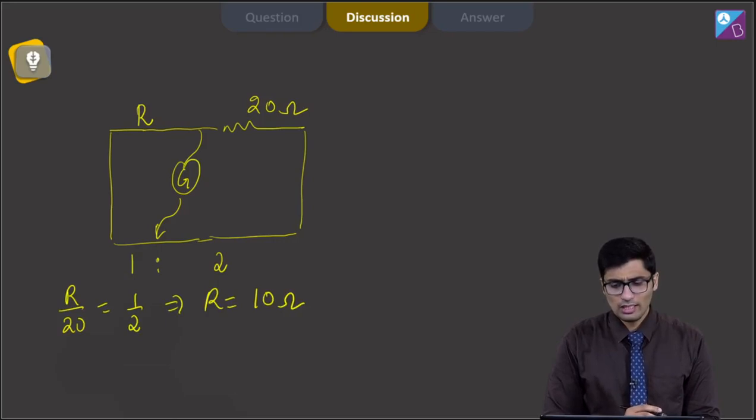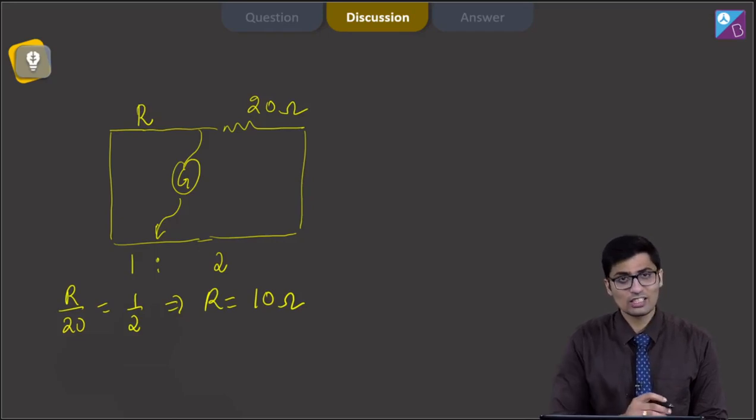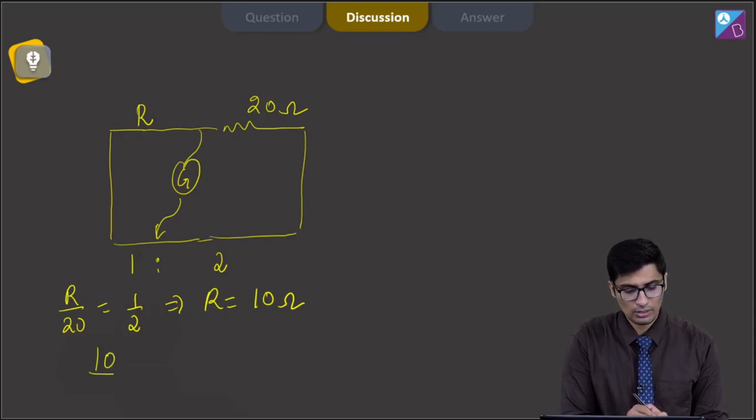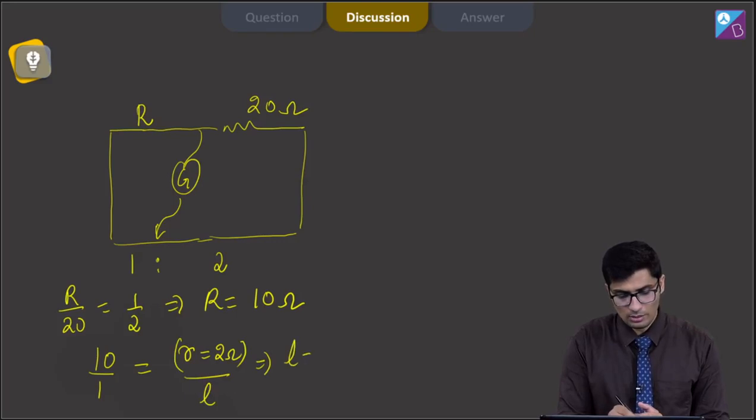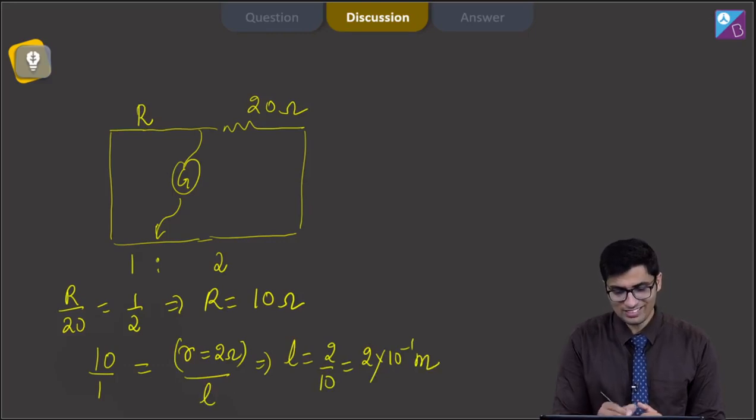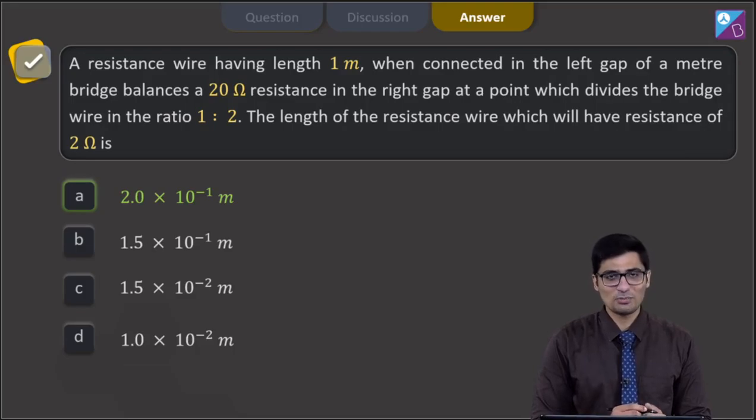Now, dear students, the length of the resistance wire is given as 1 meter. So, for 1 meter the resistance is 10 ohms. We have to find out the length for which the resistance will be 2 ohms. Now, the resistance per unit length of the wire will remain constant. So, we can write down that the resistance per unit length will be 10 by 1, that is 10 ohms by 1 meter. This will be the resistance which is equal to 2 ohms divided by the length, that is L. From this we can write down that L will be equal to 2 by 10, that is 2 into 10 raised to power minus 1 meters, and hence for this question the correct answer is option number A. Now, let us proceed to the next question.